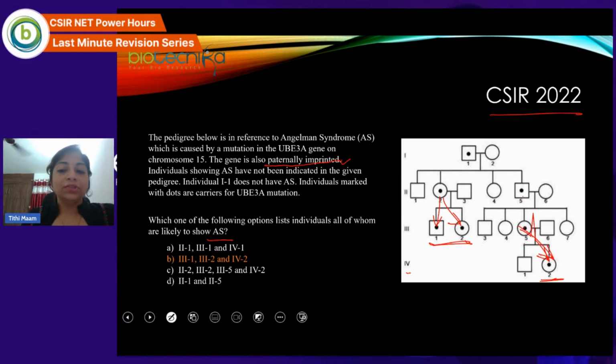And this person, 4-2, is also getting it from her mother. So whoever is getting the deletion from their mother will have Angelman syndrome. Simple. Once you just remember that concept, again, less than a minute, right? So what will be the answer? 3-1, 3-2, and 4-2.